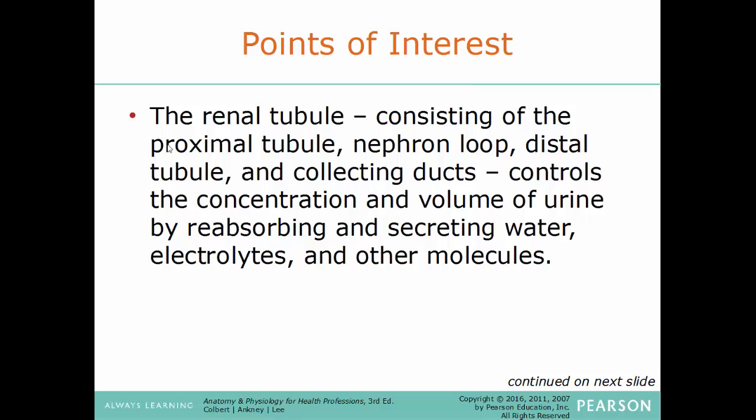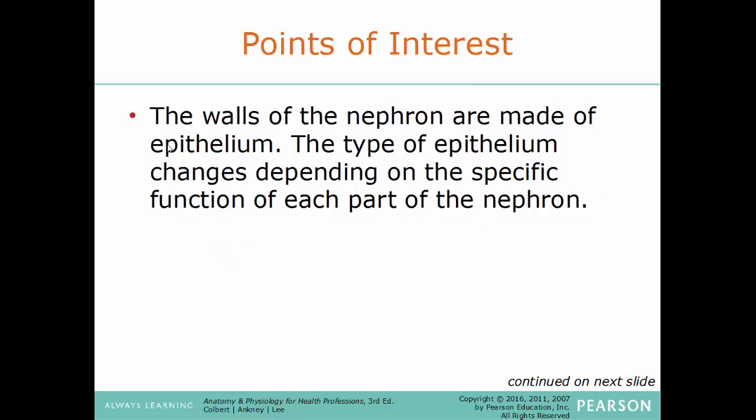The renal tubule, consisting of the proximal tubule, the loop of Henle, or the nephron loop, the distal tubule, and the collecting ducts, all control the concentration and volume of the urine by reabsorbing and secreting water, electrolytes, and other molecules. The walls of the nephron are made up of epithelium, and the type of epithelium will change depending on the specific function of that part of the nephron.